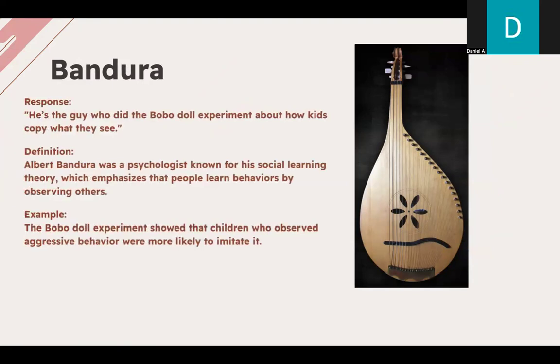A response said he's the guy who did the Bobo doll experiment and about how kids copy what they see, monkey see, monkey do, basically. And the definition is that Albert Bandura was a psychologist known for his social learning theory, which emphasizes that people learn behaviors by observing others. Monkey see, monkey do. Example: the Bobo doll experiment showed that children who observed aggressive behaviors were more likely to imitate them.